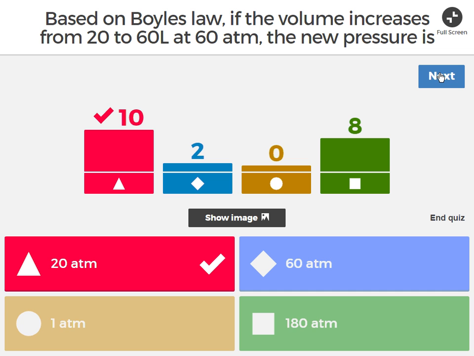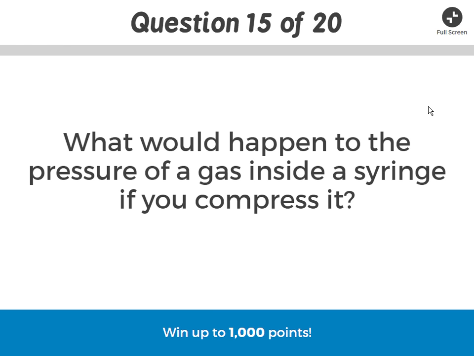So the volume went from 20 to 60, and the pressure was at 60 when it was really, really small, but it relaxed to 20, which the numbers were exactly the same. You just had to think about it for a second. But you're right, 10 seconds was fast, but 10 of you guys are awesome there. Keep it up. What would happen to the pressure in a gas inside of a syringe?